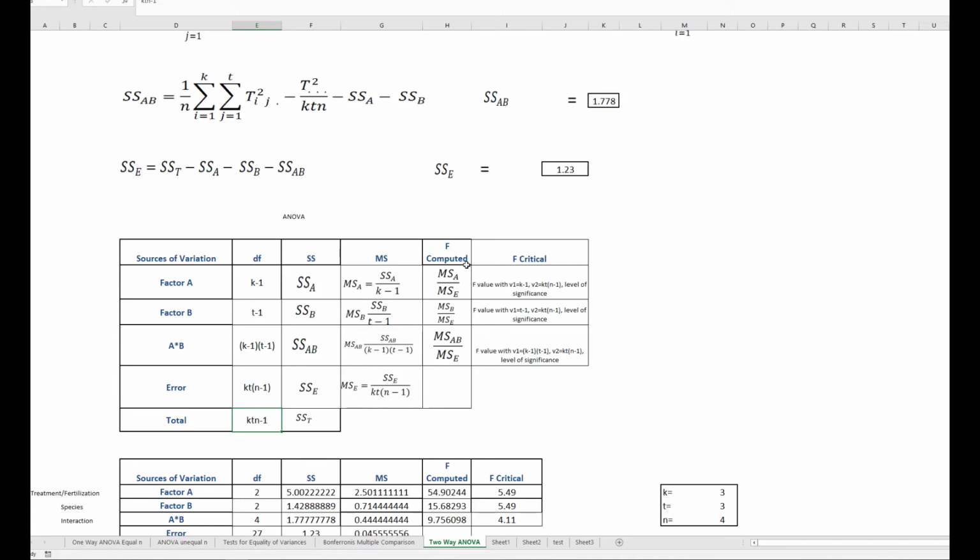For computed F, the F statistic would be the mean squared in factor A divided by the mean squared in the error. That's what you have to use for the other ones. Critical values will follow what you used in the numerator and the denominator. In the numerator we use k minus 1. In the denominator, for all of them, we use kt(n minus 1). That's what you have to use for finding the F critical value.